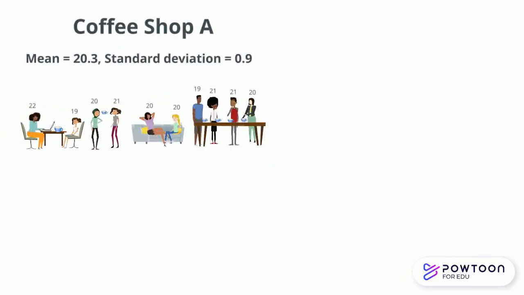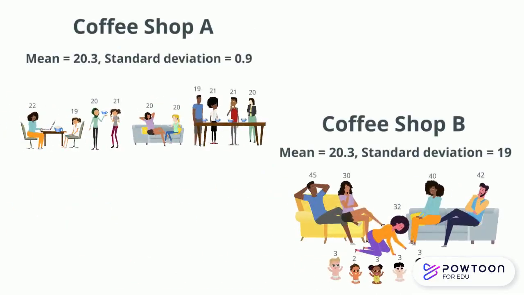We can see from this example how useful standard deviation is when describing our data. Using only the mean, we would have missed the intricacies of the 2 coffee shops. Standard deviation gives us a fuller picture of the data and allows us to tell a more complete and accurate story.